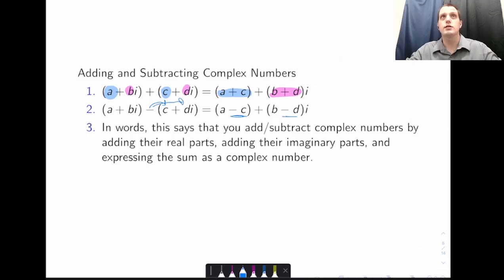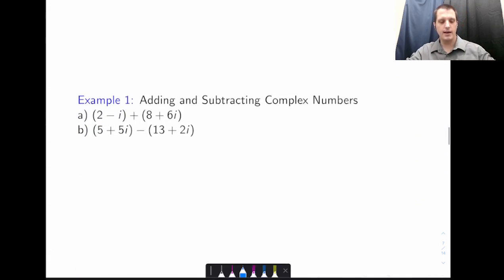So in words, this just says that you add or subtract complex numbers by adding their real parts, adding their imaginary parts, and expressing the sum as a complex number. Let's go ahead. Do we do an example now? Yeah, we do an example now.